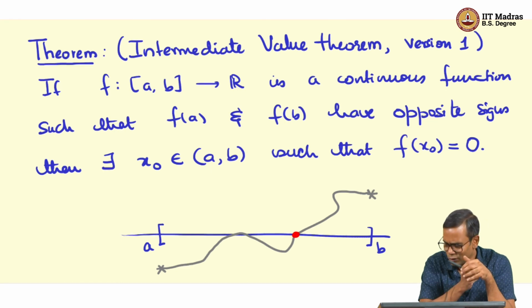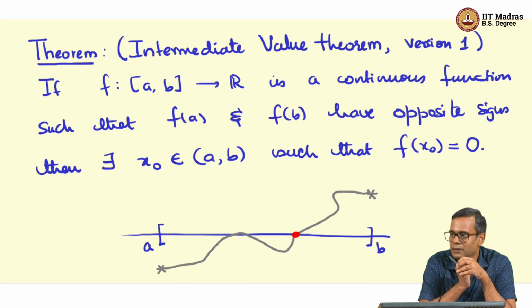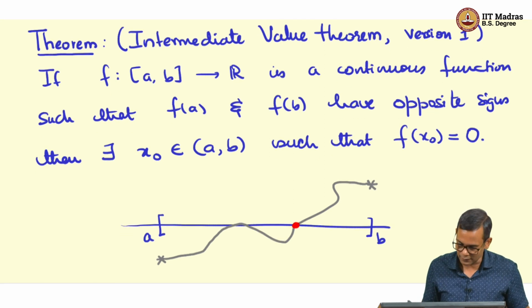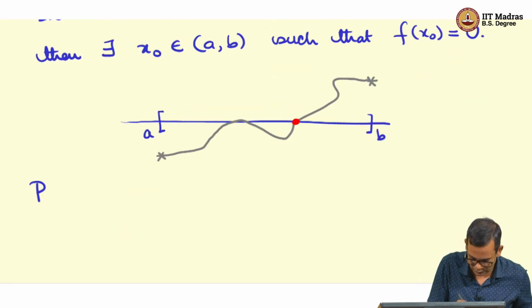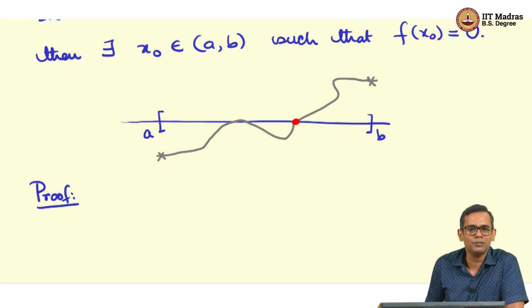The proof will be somewhat constructive in the sense that we will try to find this point where it is equal to 0. We will look for it and we will find it. In fact, we will find a sequence that converges to this point. So, let me start on the proof. The idea of the proof is somewhat similar to the proof of the Bolzano-Weierstrass theorem.